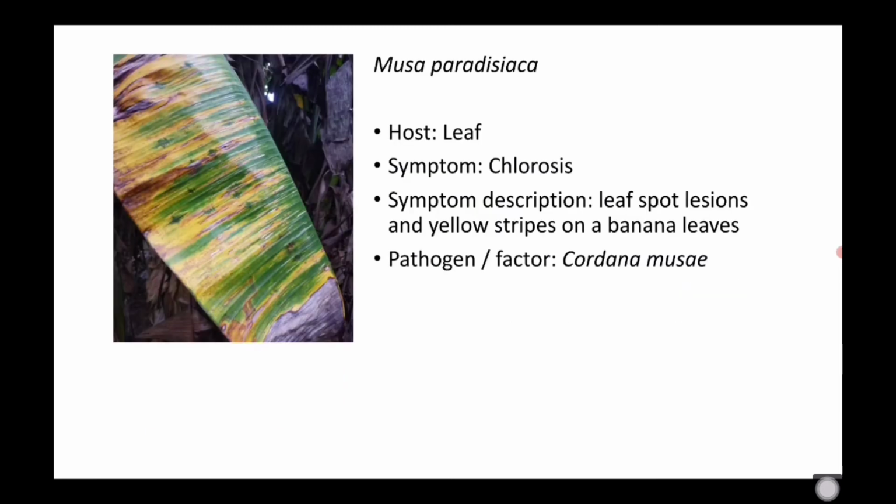Second is the Musa paradisiaca or pokok pisang, with the symptom chlorosis on the host plant leaf. We can see the lesion spots and yellow stripes on the leaf, and the pathogen of this disease is Cordana musae.